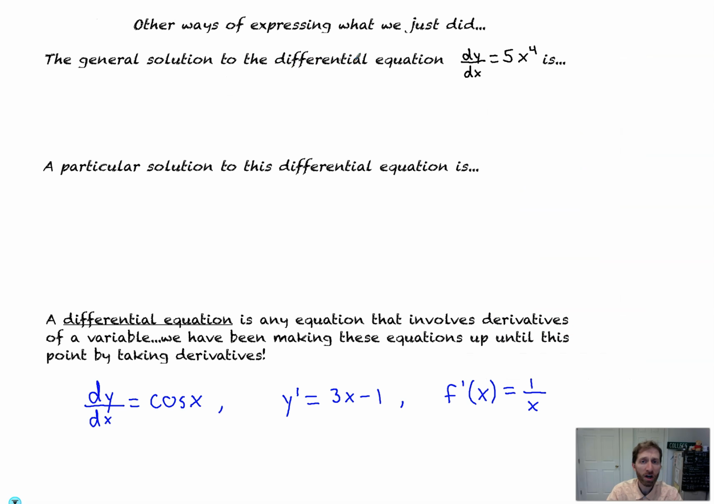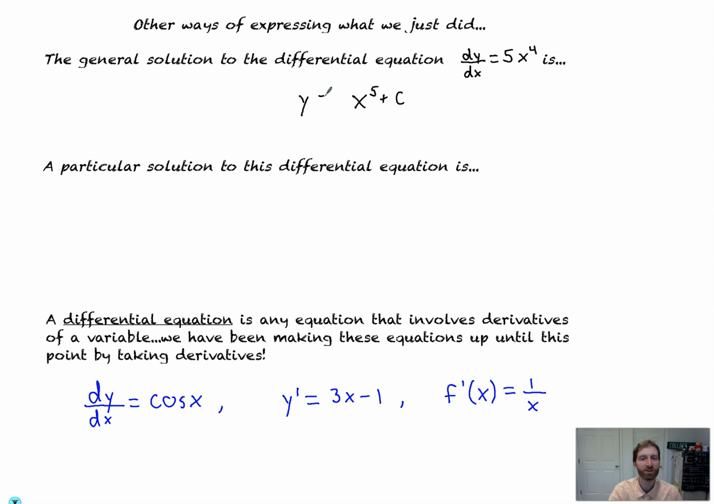So to find the general solution to this differential equation, all we're doing is saying, well, the derivative of what gives me 5x to the fourth? That's the same exact thing again as we just did. And I went back to the last page to show you that. Our particular solution to the differential equation is still the same exact thing that we found. So the general solution we saw from before is x to the fifth plus c.